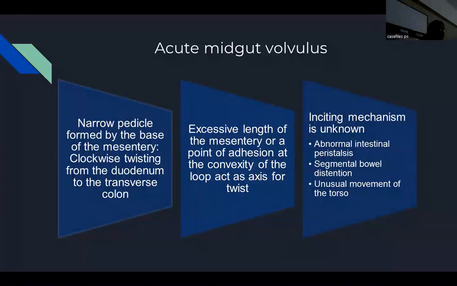Coming to acute midgut volvulus. Patients with malrotation have a high predisposition to develop acute midgut volvulus. In these patients, there will be a narrow pedicle formed by the base of the mesentery. This narrow pedicle can twist clockwise from the duodenum to the transverse colon, which can lead to midgut volvulus.